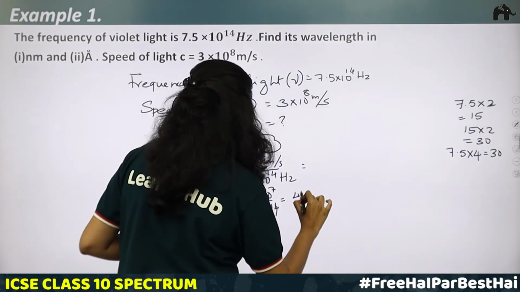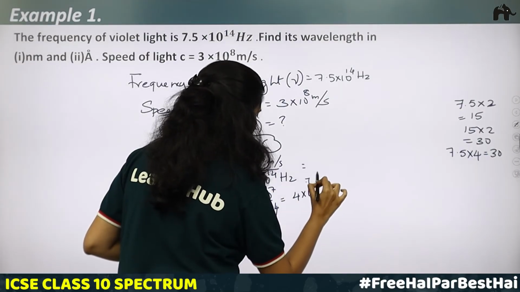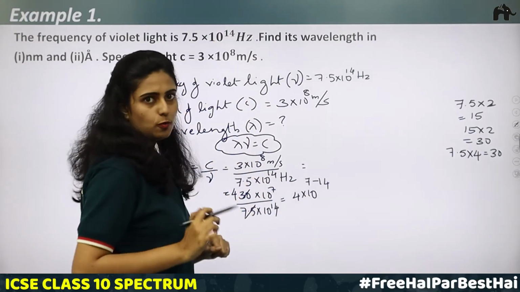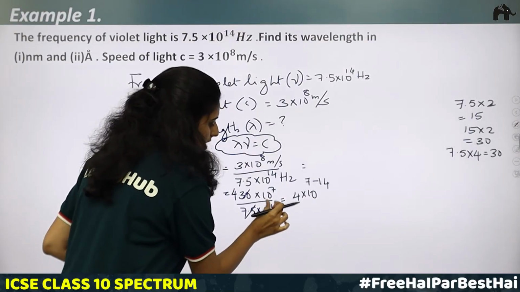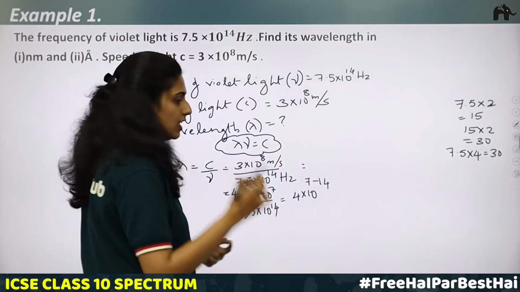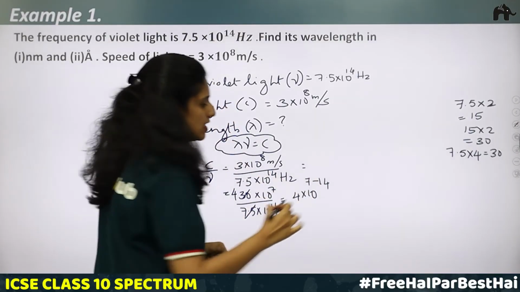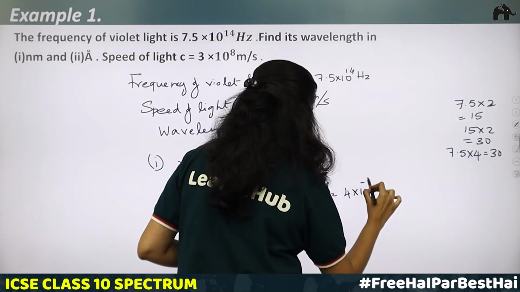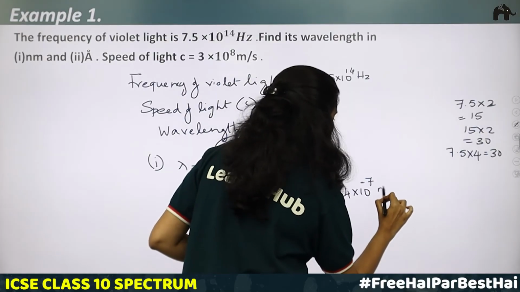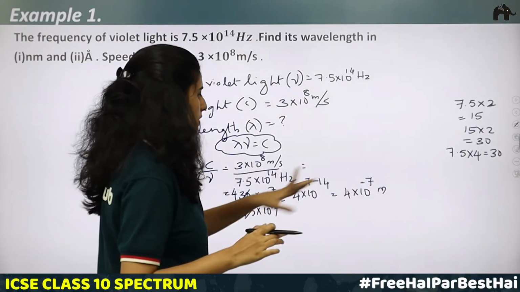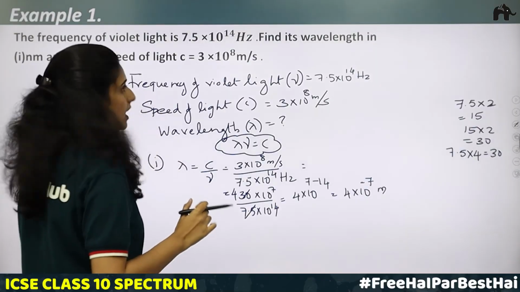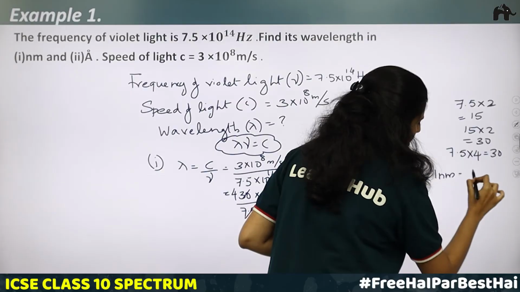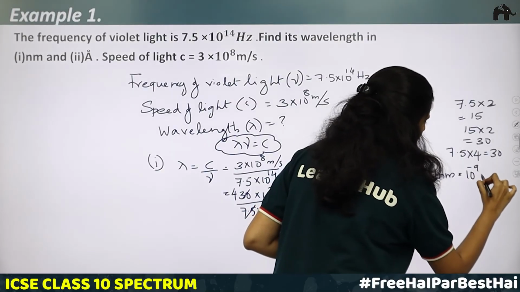This becomes 4 into 10 raised to 7 minus 14. When you take 10 raised to 14 to the numerator, the power sign changes. Here it is positive, it becomes negative. So 7 minus 14, which is equal to 4 into 10 raised to minus 7 meters. So here we are getting wavelength in meters. We have to find the wavelength in nanometers. So what is 1 nanometer? 1 nanometer is equal to 10 raised to minus 9 meters.